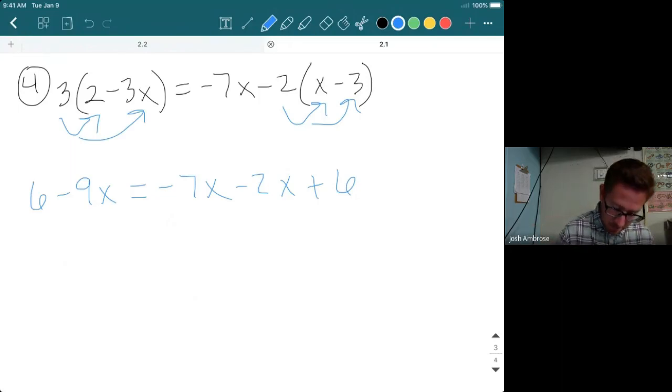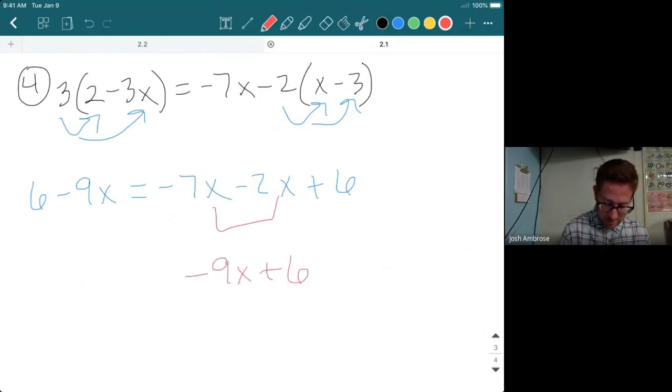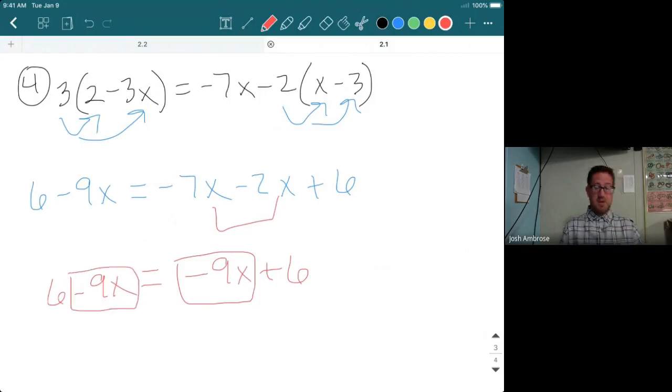All right, now you should clue in. We got some like terms that we can start to combine on the right-hand side. That's a negative 7x minus 2x, giving us a negative 9x plus 6. And this side right here, 6 minus 9x. If you look close, not only are you going to see that you have a negative 9x, and that also is a negative 9x. So that should clue you into something's about ready to happen as far as no solution or infinite all number solutions.